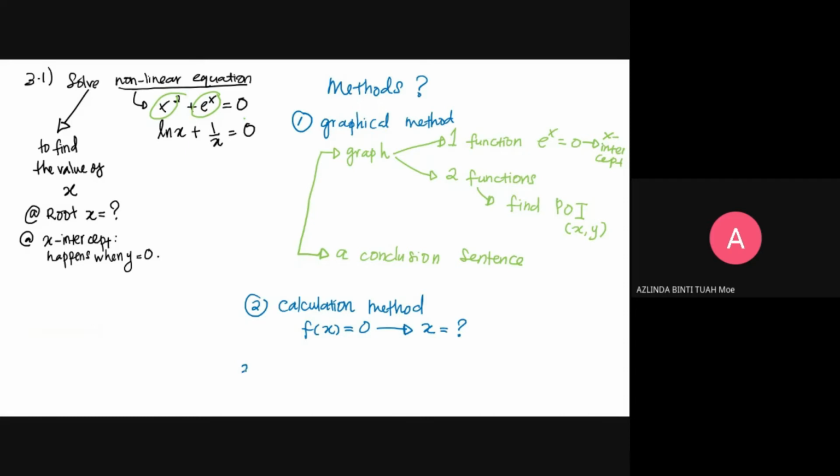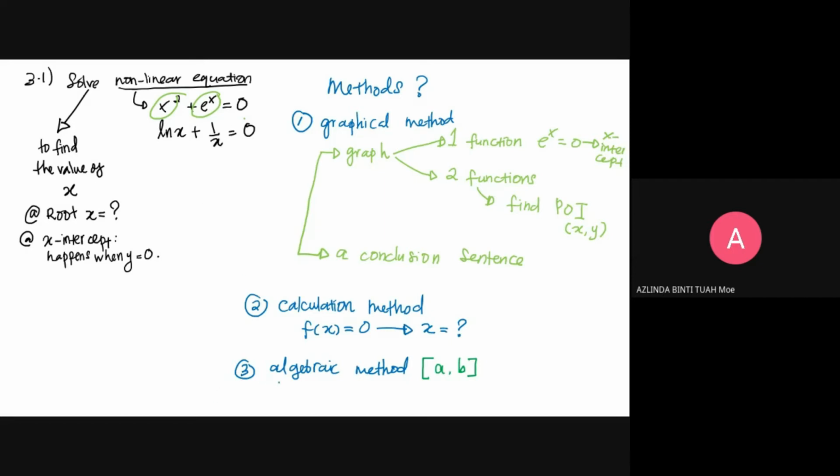Method yang ketiga iaitu algebraic method. Once again, we are using calculation. Kalau dia kata find the solution or show that there is a solution for equation x squared plus e^x equals to 0, kalau dia suruh gunakan algebraic method untuk dapatkan solution, what you have to do is, algebraic method biasanya akan bagi in between some interval from A to B. Dia mesti wajib bagi satu interval.